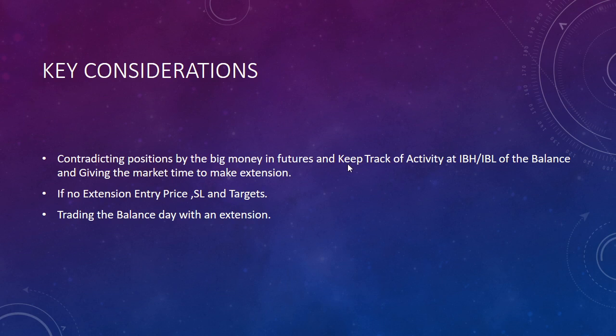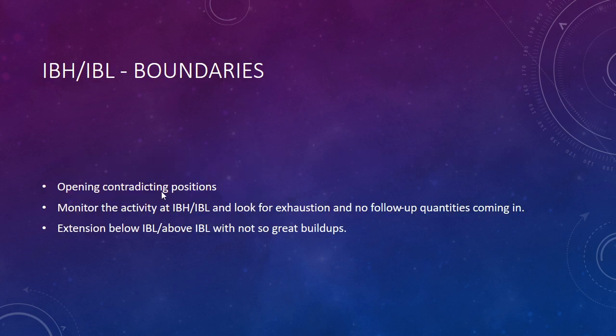And so now we know that the balance days could be occurring either with an extension or without an extension, right? So we will now see in the next slides what we should do if there is no extension in terms of our entry, stop loss and target, and what we should do when there is an extension with not so great volumes, qualifying it to be a balanced day, right? So this is opening contradicting, monitoring the activity, and tracking the activity at the IB range boundaries, right?